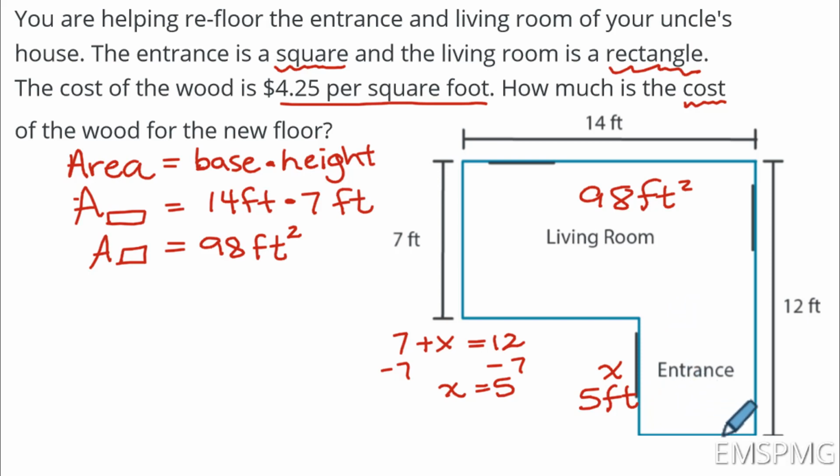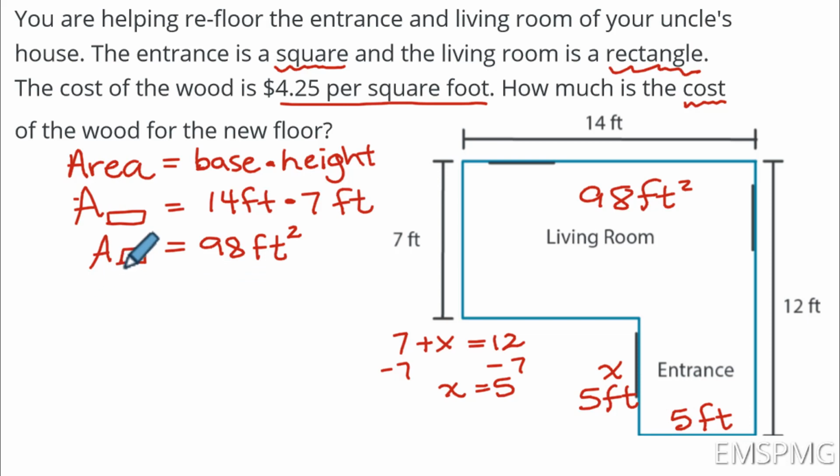Can I do the exact same idea to figure this one out? Well, I don't have this measurement. So I cannot do it the exact same way. I'm wondering if there's any other information that was given to me that would be helpful, and I look back at my directions. So always remember your directions are here to help you out. The entrance is a square and the living room is a rectangle. Well, if the entrance is a square and I know that this side is 5, squares have all congruent sides. So that means that this side must also be 5.